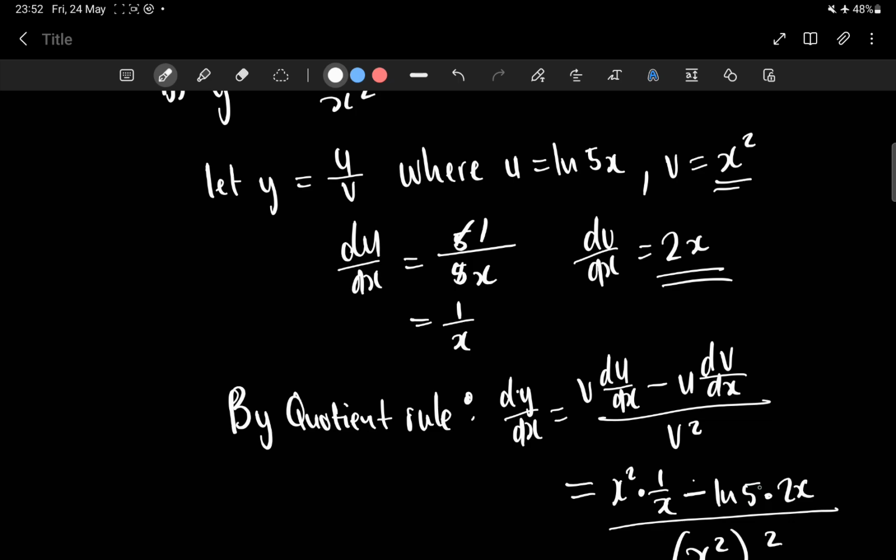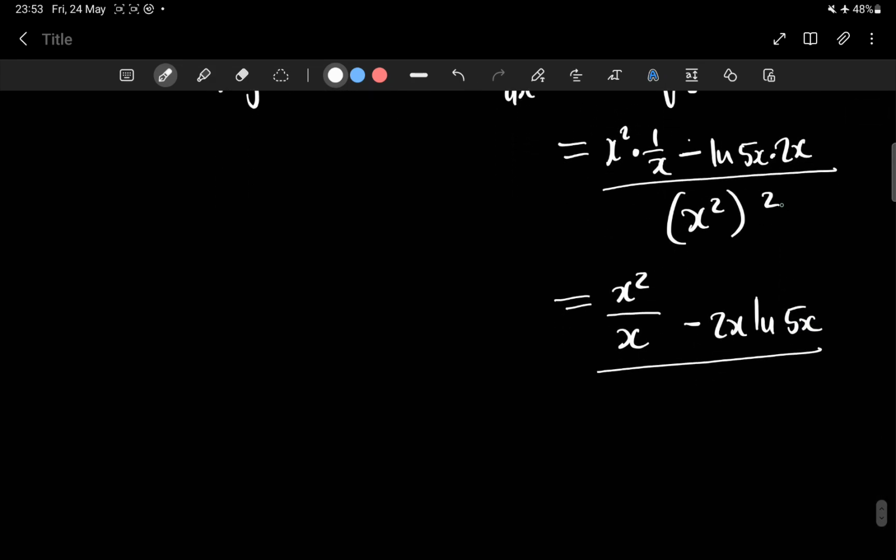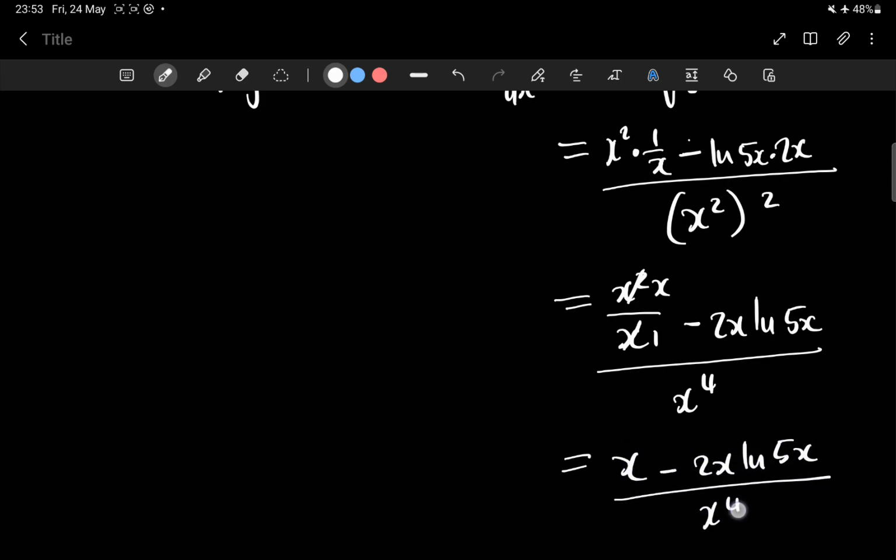What is my u? It's ln 5x. Sorry. Okay, I was surprised. Okay, ln 5x, all over x squared, all squared. We have a number with a power raised to another power. They multiply. 2 times 2 is 4. So x to the 4, which is going to be x into x, x into x squared, x. So I remain with x minus 2x ln 5x, all over x to the 4.